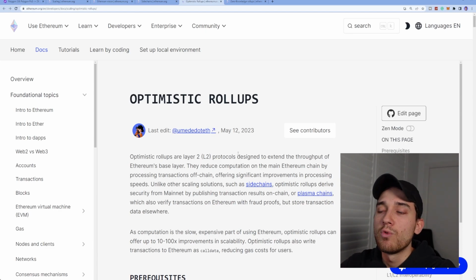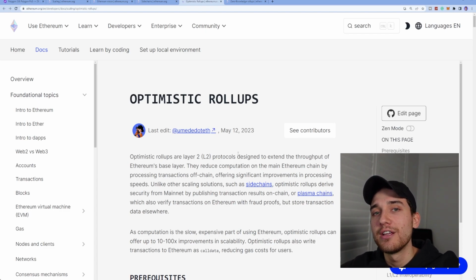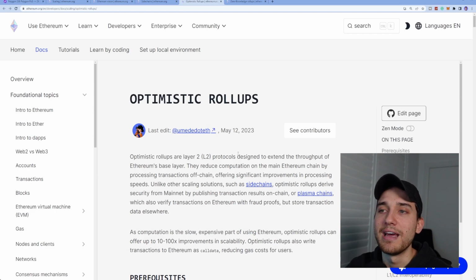The way optimistic rollups work, in one sentence, is they batch transactions off chain and then submit them back to Ethereum mainnet. So rather than submitting them one by one by one by one, they batch them all together and then submit that back to Ethereum mainnet.